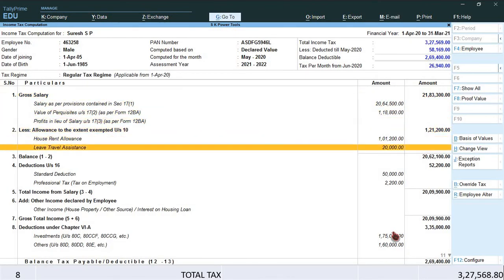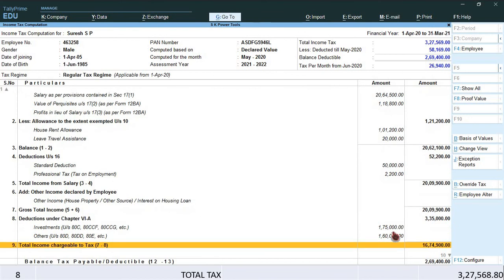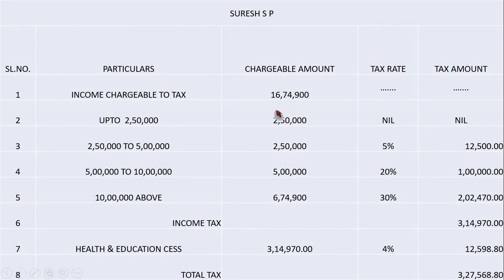So check the chargeable income tax income. That is 16,74,900. 16,74,900 up to 2,50,000 nil. 2,50,000 to 5,00,000, 12,500. 10,00,000 minus 5,00,000, 5,00,000, that is 20%. 1,00,000 is the tax. So 16,74,900 minus 10,00,000, the difference is 6,74,900, that is 30%.